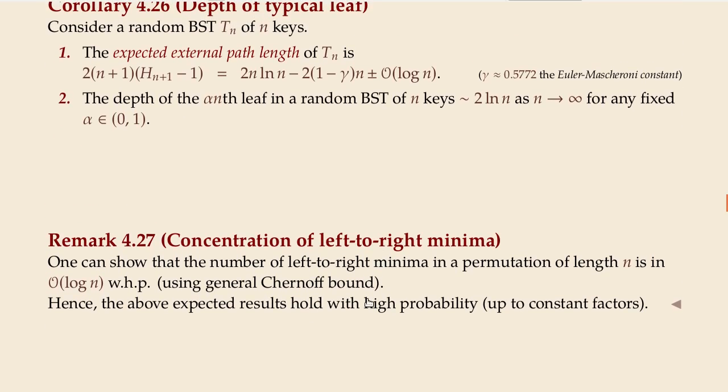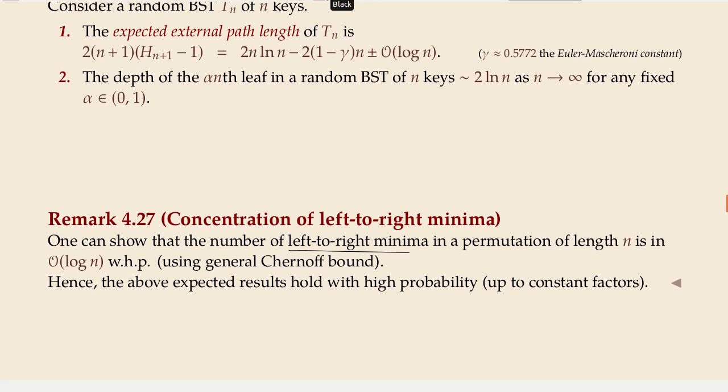Something I don't want to prove in detail, but it's good to know, I think. These left to right minima in a permutation can be expressed in an alternative way. I just want to sketch very quickly how this looks.